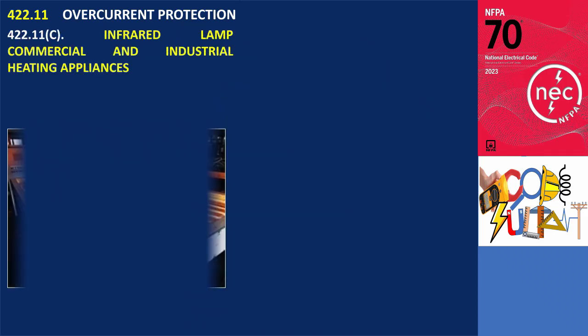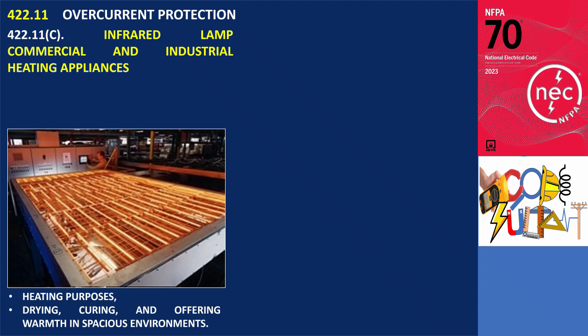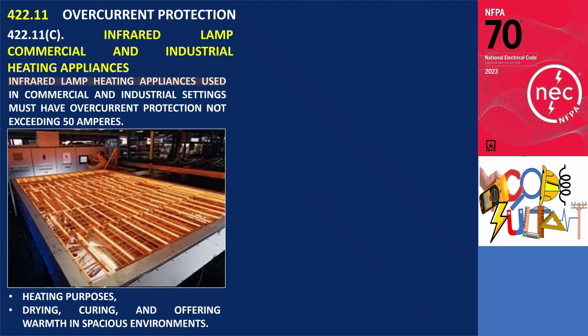Section 422.11(C). Infrared lamp commercial and industrial heating appliances. These appliances are frequently utilized for a range of heating purposes, such as drying, curing, and offering warmth in spacious environments. A key requirement is that these infrared heating appliances must feature overcurrent protection devices rated at a maximum of 50 amperes. This indicates that any fuses, circuit breakers, or similar protective devices must be designed to interrupt the electrical current if it exceeds this limit.